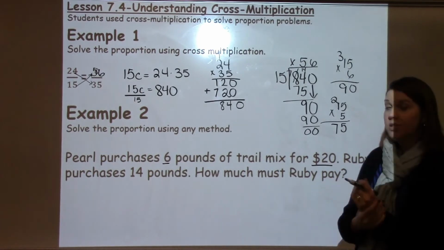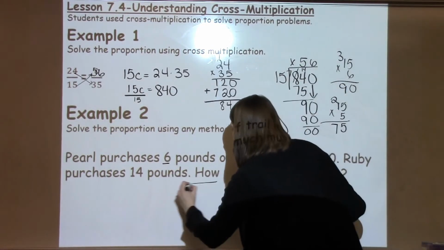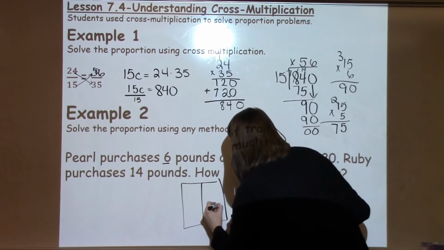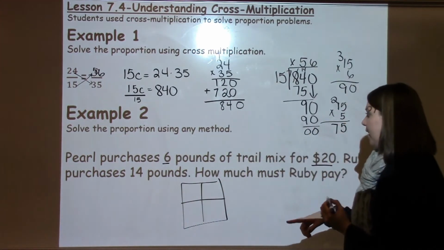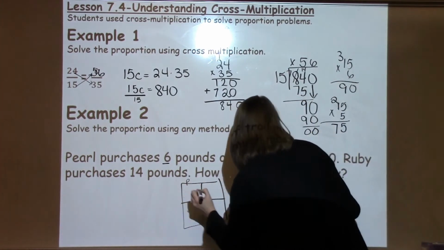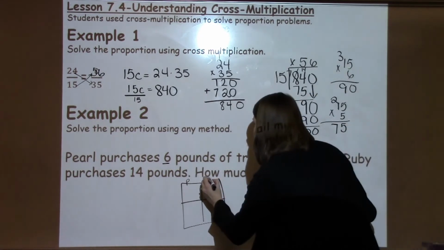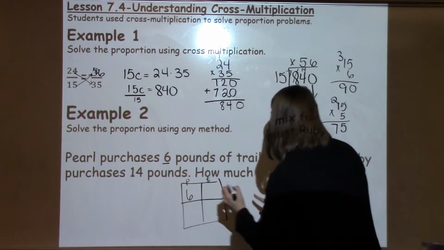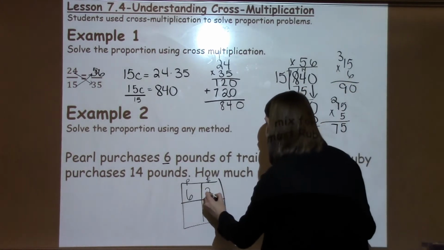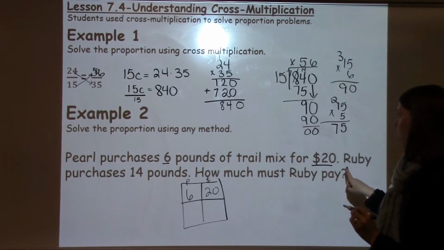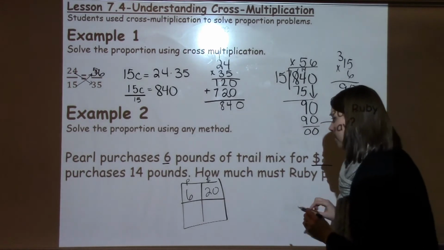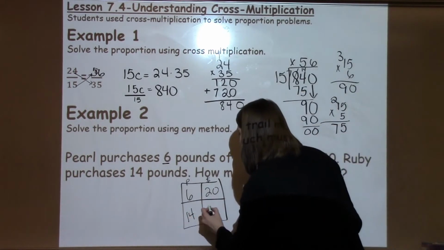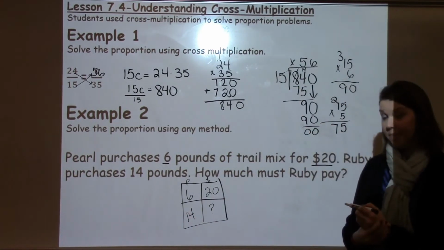All right, so I'm going to go ahead and make this into a factor puzzle like I mentioned. I'm going to go ahead and draw it on my board. I'm going to write down that I've got my pounds to my money. So I'm going to write down she has 6 pounds for $20. And then Ruby has 14 pounds. And we're trying to figure out how much she's going to need to pay.